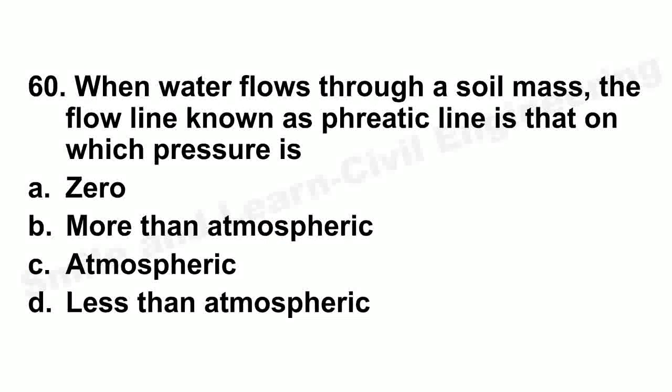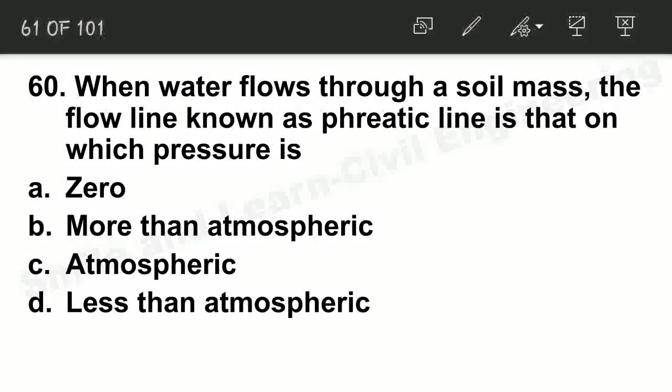Next question, when water flows through a soil mass, the flow line is known as phreatic line. So what will happen in a phreatic line? We all know. Phreatic line, the flow is atmospheric. Option C is the correct answer. The flow is atmospheric. Option C will be the correct answer.